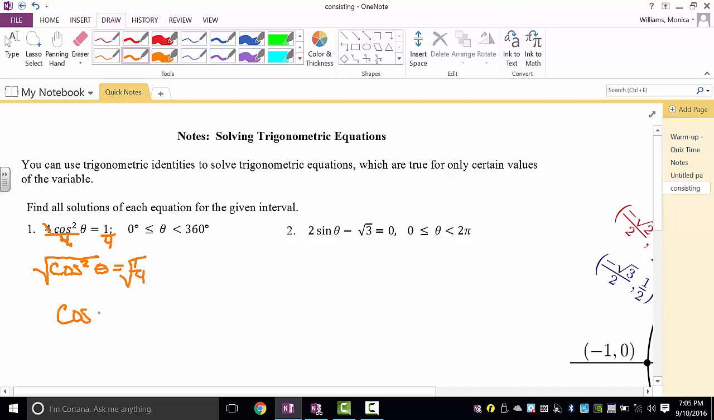To undo squared, you take the square root of both sides of your equation. So we have cosine theta equals positive or negative, because we're taking the square root, of 1 over 4. The square root of 1 is 1, and the square root of 4 is 2, so it's 1 over 2.